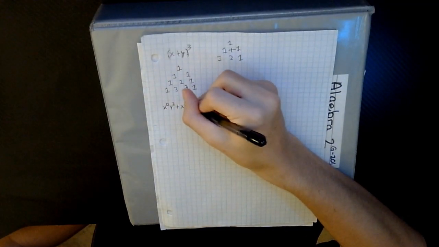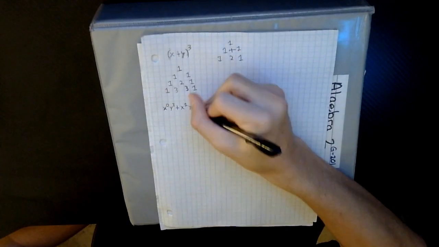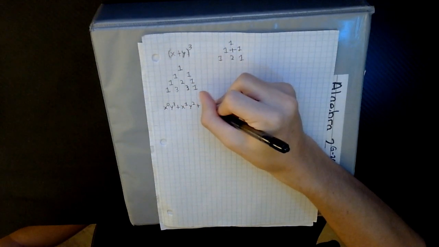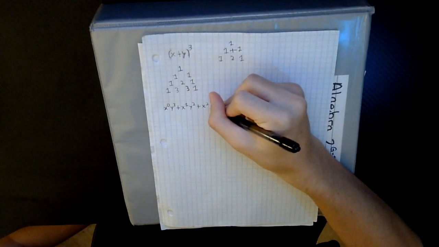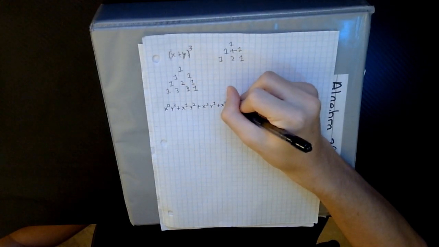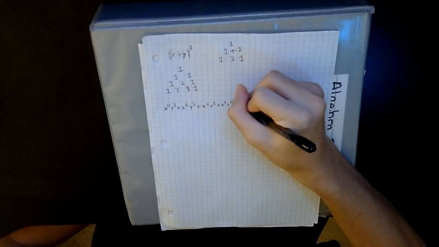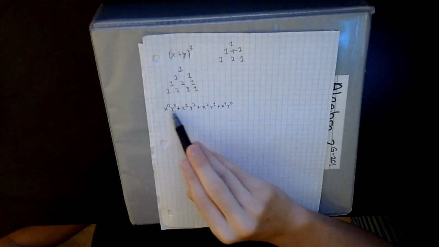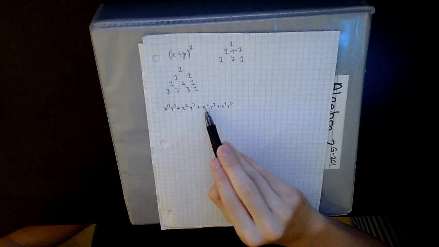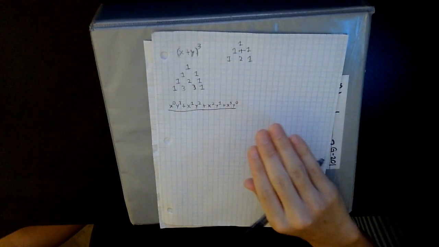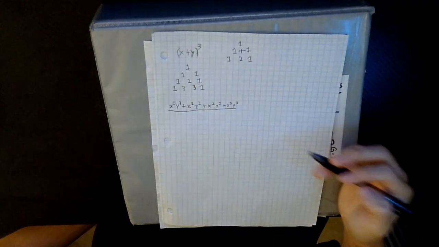It'll then be x to the 1, y to the 2, plus, it'll always be plus, x squared, y to the 1, plus x cubed, y to the 0. As you can see, each one of these will always add up to 3. So 0 and 3 adds up to 3, 1 and 2 is 3, 2 and 1 is 3, and 3 and 0 is 3. This is your simplified answer right here. That is your complete answer. This is the pastel triangle, and this is breaking it down.